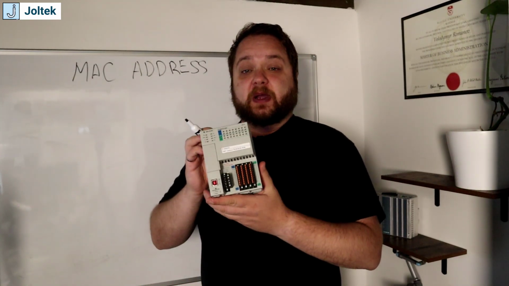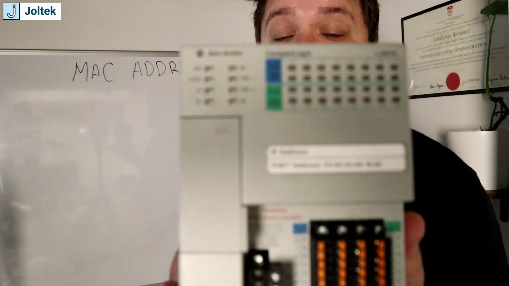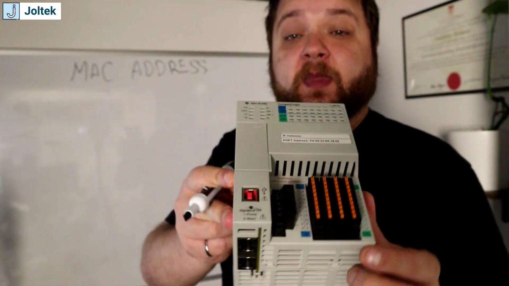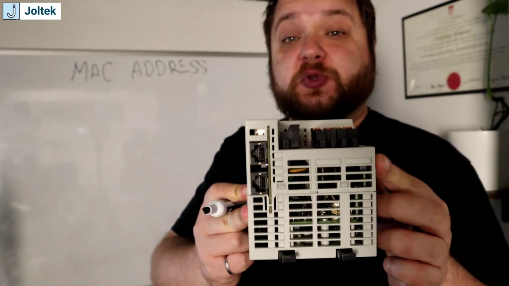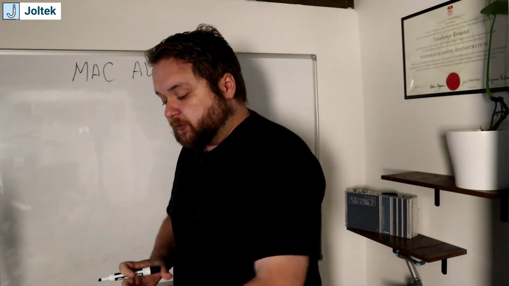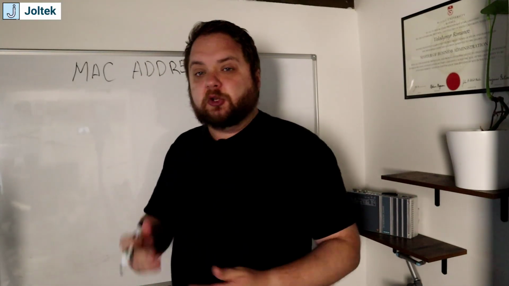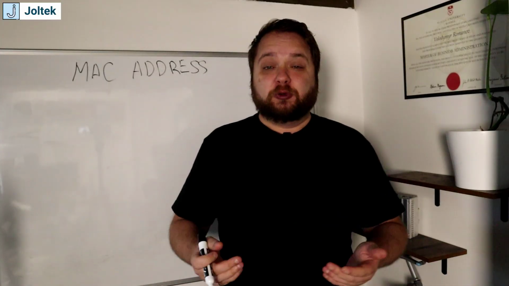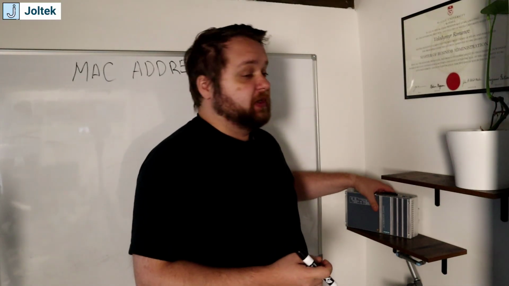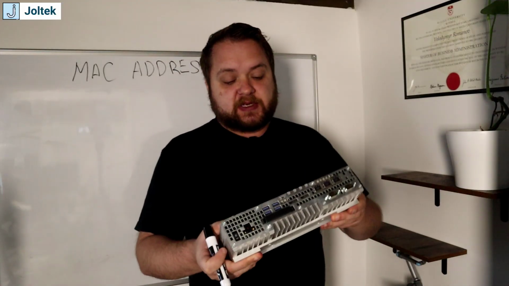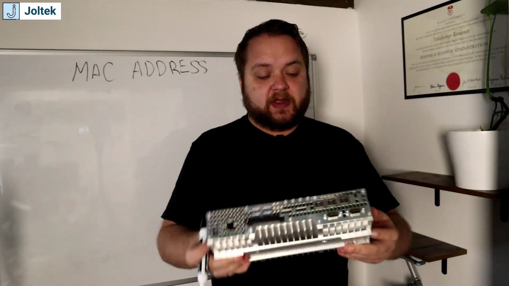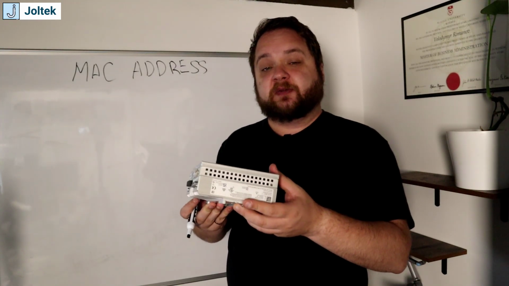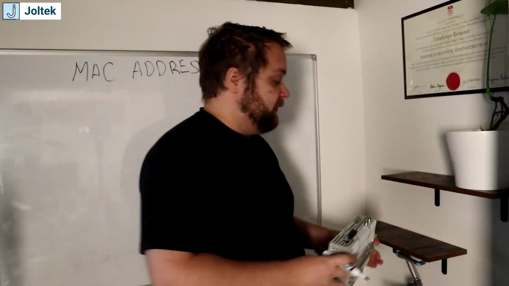Here I have a CompactLogix PLC. As you can see, the MAC address is right on the front of the device, while the Ethernet port is on the bottom. So you have to spend a little time looking at the various devices on the Ethernet protocol to locate the label. Sometimes it's more obvious. For example, on the Siemens IPC, you have a label on the side of the device that specifies the MAC address.